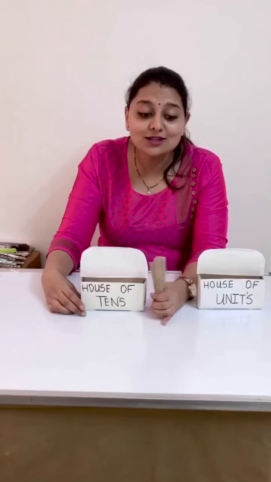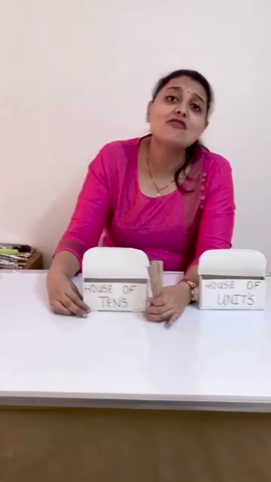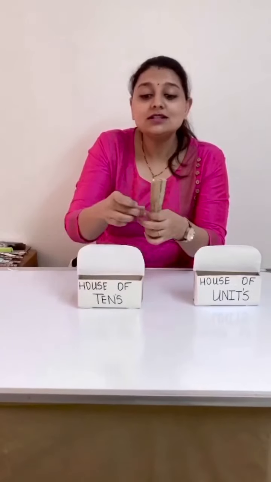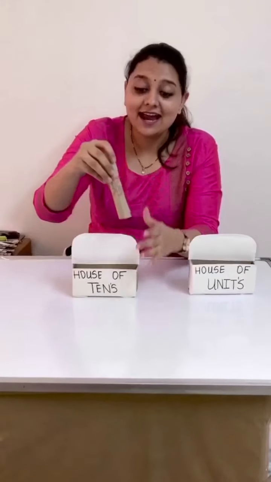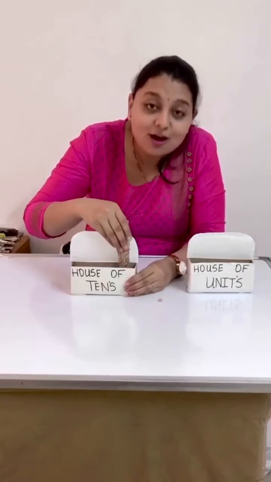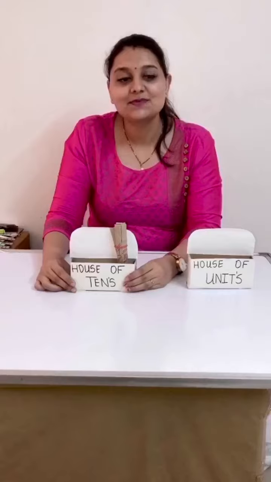So all the numbers together say, yes, we are ten numbers all together and we all are friends and wanted to stay together. So all these numbers make a group of ten and stay in the house of tens.